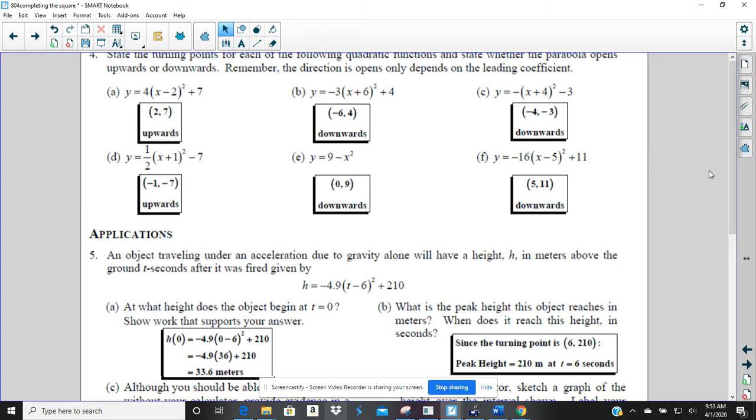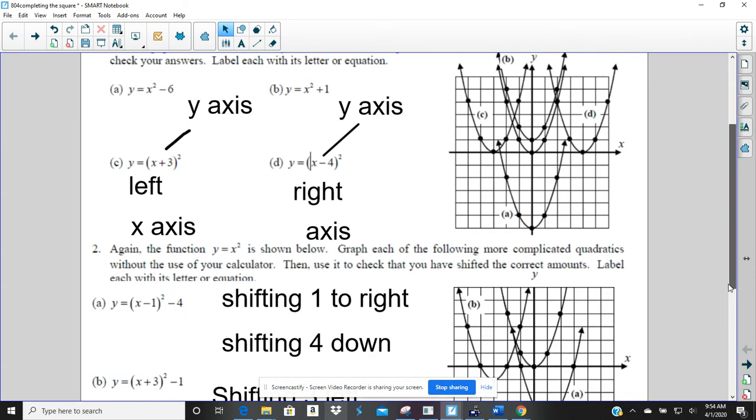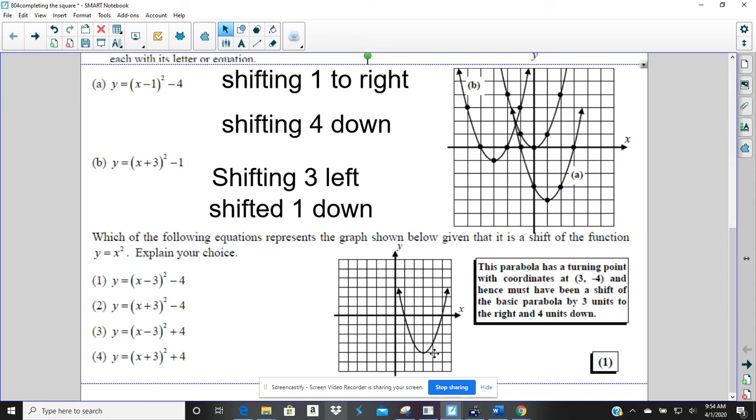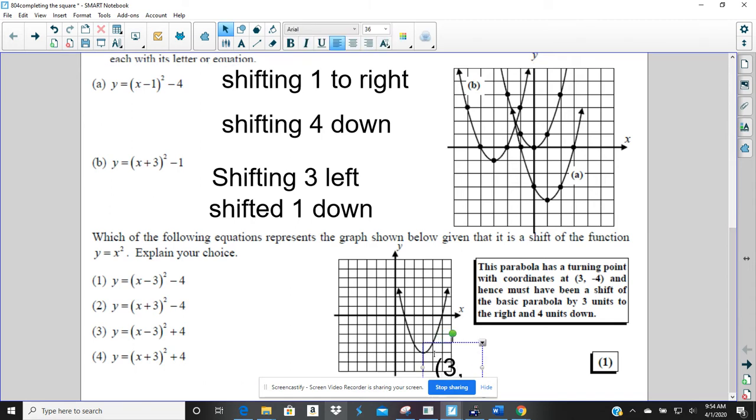So on these ones, what they wanted us to do is state the turning points. And if you could see from all these examples and for what we did with Kirk, the turning point in this example, for example, is 3 comma negative 4. I can see that from the graph, and then I can also see, look at this, same number, 3, different sign. It was negative, now it's positive. And the y is same number, same sign. Both of them, in this case, are negative 4.